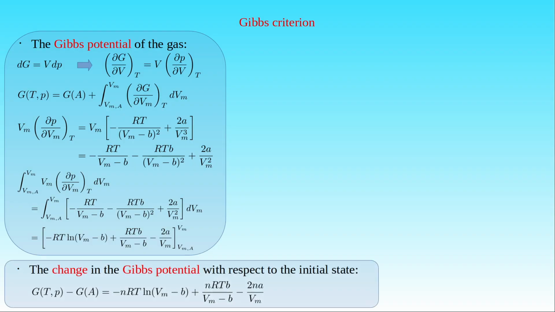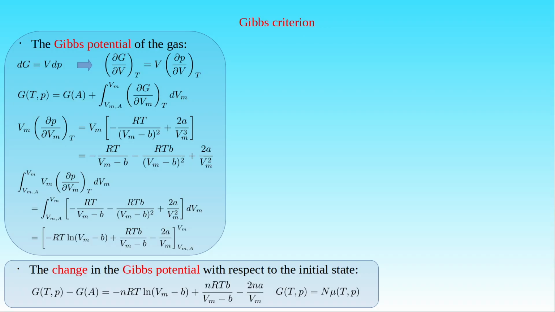As a result, the change in the Gibbs potential G of a system evolving from the state A is given by minus the amount of species n of the medium in the system, times the gas constant R times the temperature T, times the natural logarithm of the difference between the molar volume Vm and the constant B, plus n times R times T times B over the difference between Vm and B, minus 2 times n times A over Vm. This form can be used to determine the free enthalpy of a van der Waals gas along its isotherms passing through the unstable region. Equivalently, one can use the chemical potential μ for the same purpose, since the Gibbs potential in this case is just the product of the number of molecules and the chemical potential.